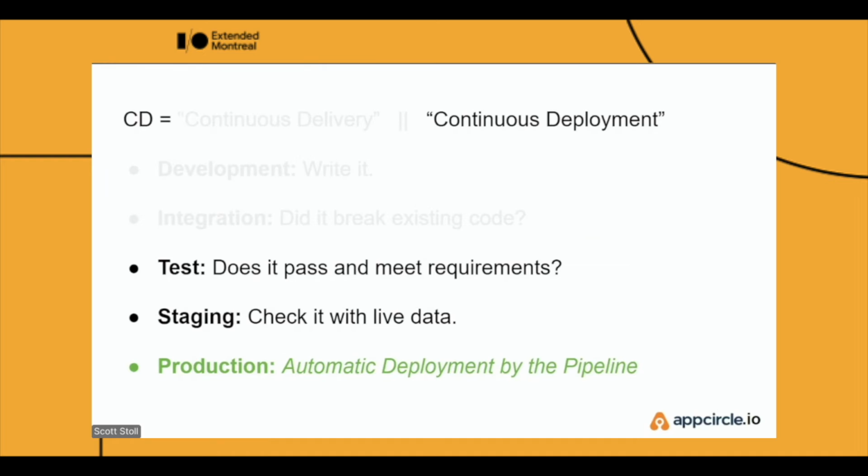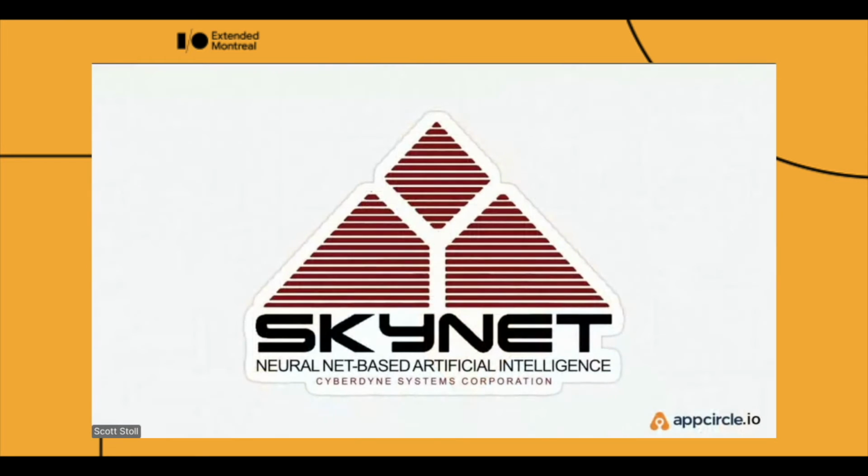So the next question is, why would we want to still make ourselves do this stage manually instead of just having it done automatically? And it really comes down to one thing. If the Terminator movies taught us nothing else, we don't trust everything to machines.